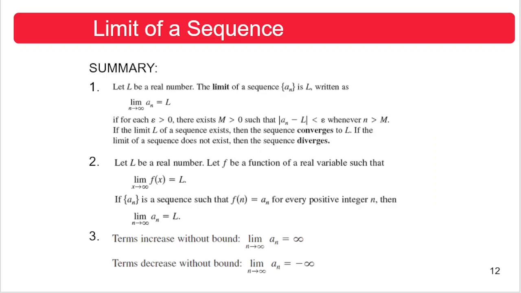So in summary, the limit of a sequence a sub n is said to be L as n approaches positive infinity if for every epsilon greater than 0, there exists m greater than 0, such that the absolute value of a sub n minus L, or the distance between a sub n and L, is less than epsilon whenever n is greater than m. If the limit L of a sequence exists, then we say that the sequence converges to this value L. But if the limit of a sequence does not exist, then the sequence diverges.